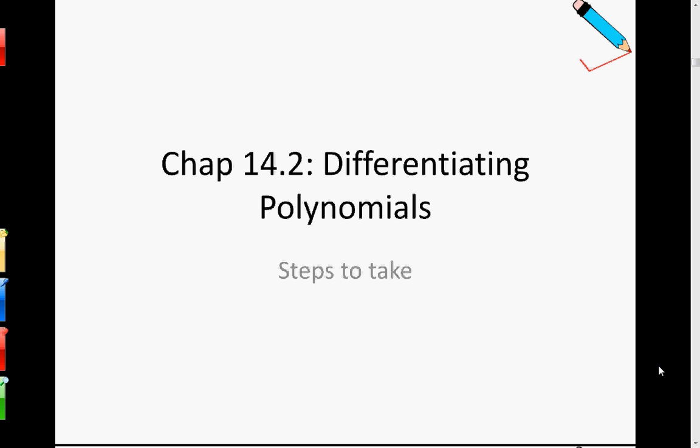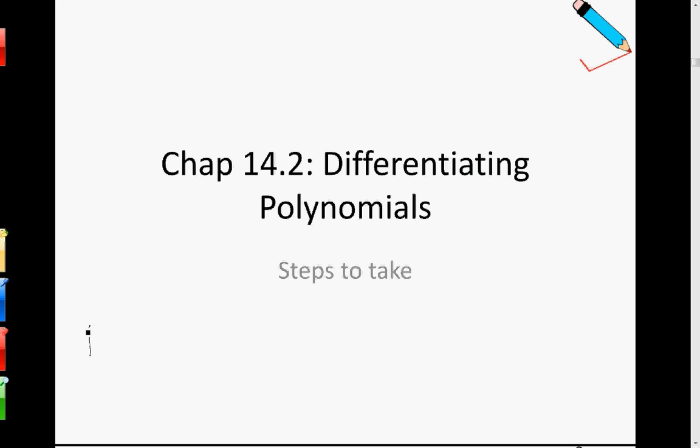In the previous video, we have learned that differentiation, or differentiating, will actually give us the gradient function. So today in this video we are going to really go into what are the steps of differentiating. So we start with polynomials first because they are the easiest to differentiate.